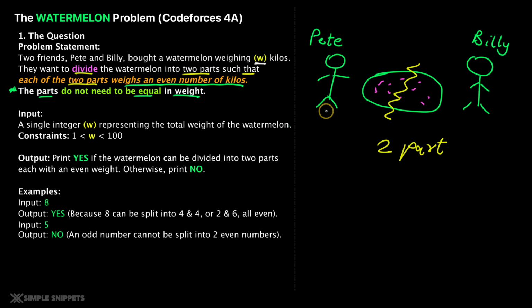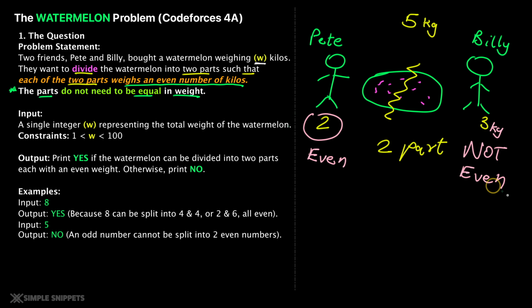So they're like, okay, if this watermelon was 5 kilos, and if they just randomly divide it into two parts, Pete was okay if he got 2 kilos, whereas Billy is okay if he got 3, or vice versa. So just understand that they're going to divide it into two parts, but the condition here is that when they divide these two parts, both of these parts have to be even number. Okay. So currently if you divide 5 kilos into two parts in this way, in 2 and 3, Pete has got an even number. This is even. However, Billy has got 3 kilos and 3 is not even, right? This is not even. Correct? So this does not meet our condition.